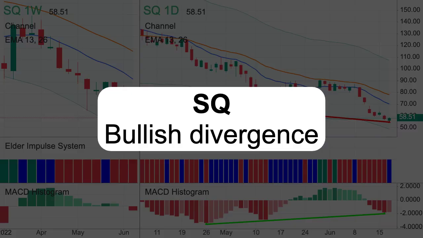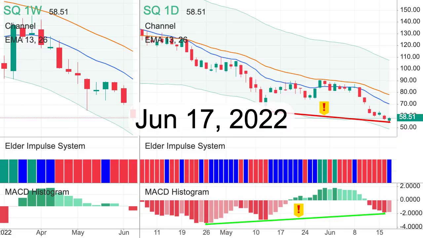Let's consider the stock of Square Inc. On June 17, 2022, a bull divergence formed in a downtrend. This is a strong buy signal. There is a first light bar on the histogram. Are you ready to submit a buy order?